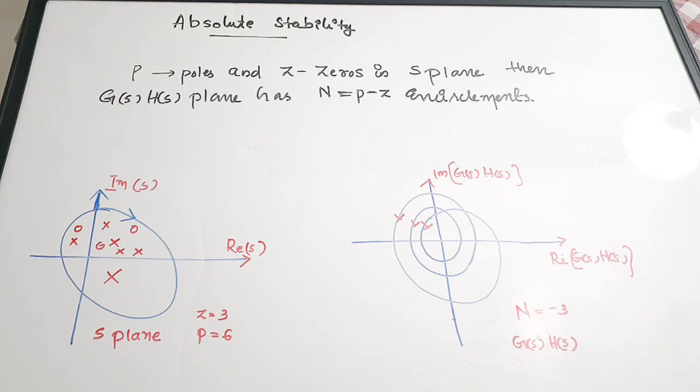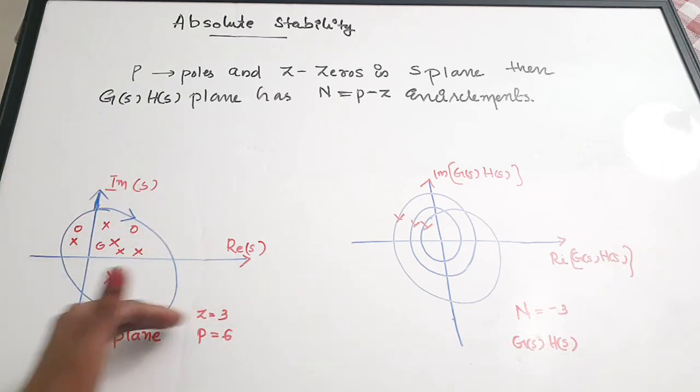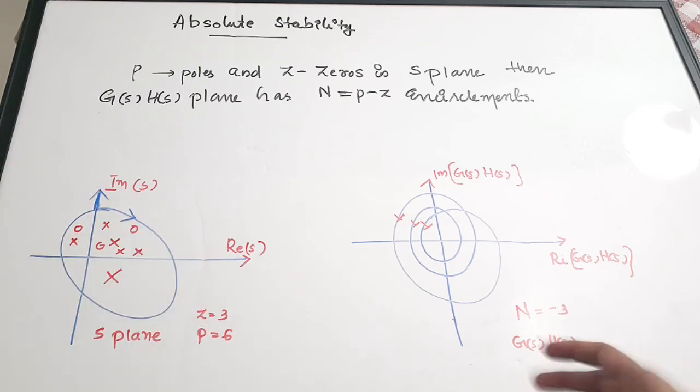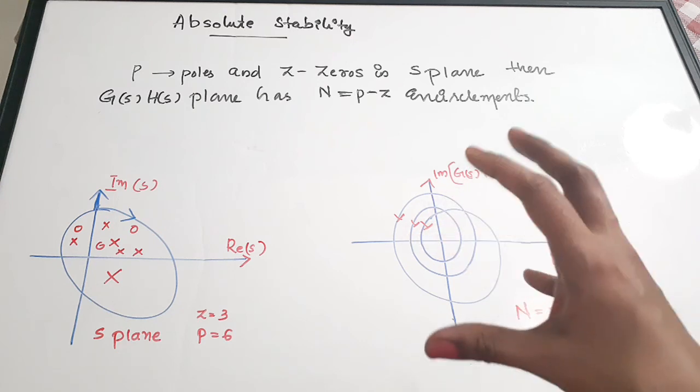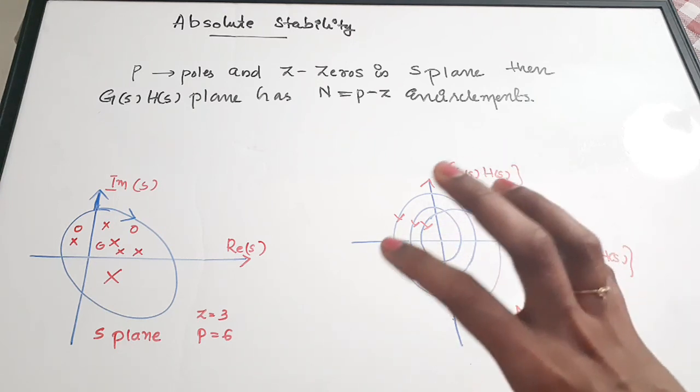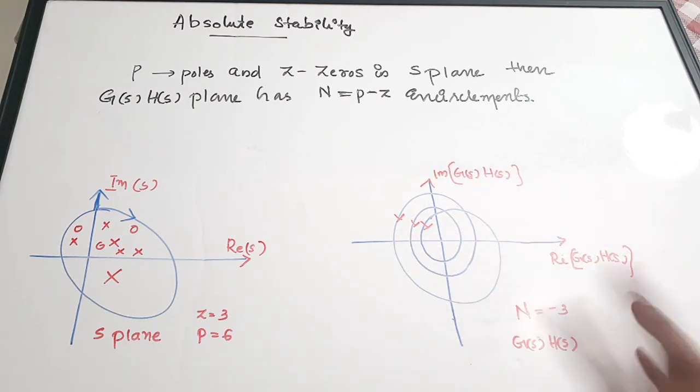So that is all about it. There is a connection between the s plane and the G(s)H(s) plane. There will be an enclosed region, and for this enclosed region, we are going to mark some encirclements in the G(s)H(s) plane, and the direction of encirclements will determine whether poles are more or zeros are more.